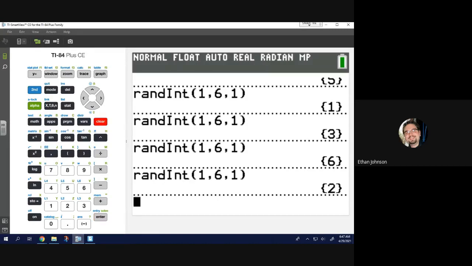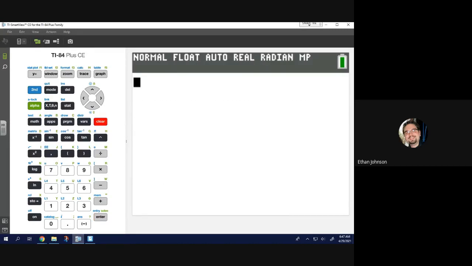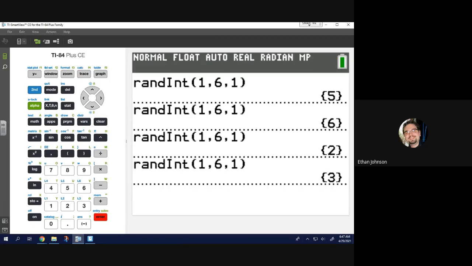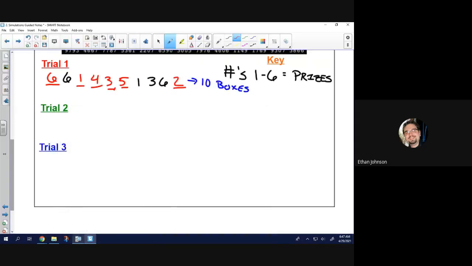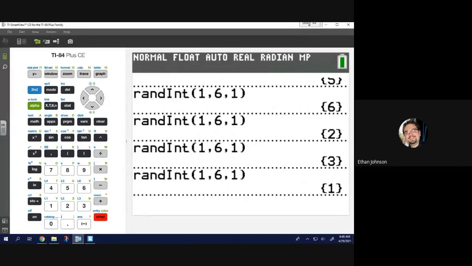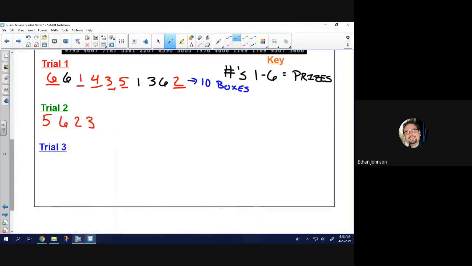So you can hit clear and clear your screen, and then you can continue hitting enter. So we have a 5, a 6, 2, and a 3. Got real lucky to start here. 5, 6, 2, a 3. A 1, a 6, a 1. So 1 is new. 6 is a repeat, and that 1 is a repeat.